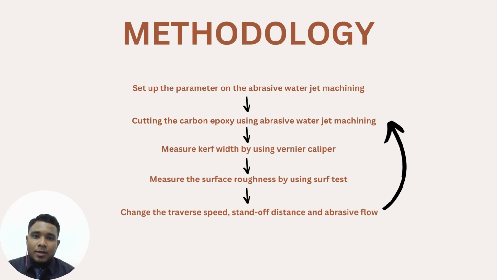And these are the steps while running the abrasive water jet machining to cut the carbon epoxy. Firstly, we set up the parameters on the abrasive water jet machine. Next, we cut the carbon epoxy using abrasive water jet machining. After that, we analyze. We need to measure the curve width by using a vernier caliper. We also measure the surface roughness by using a surf test. After that, we change the travel speed, stand-off distance, and abrasive flow rate, which are the parameters of this experiment. And then we repeat the steps again.